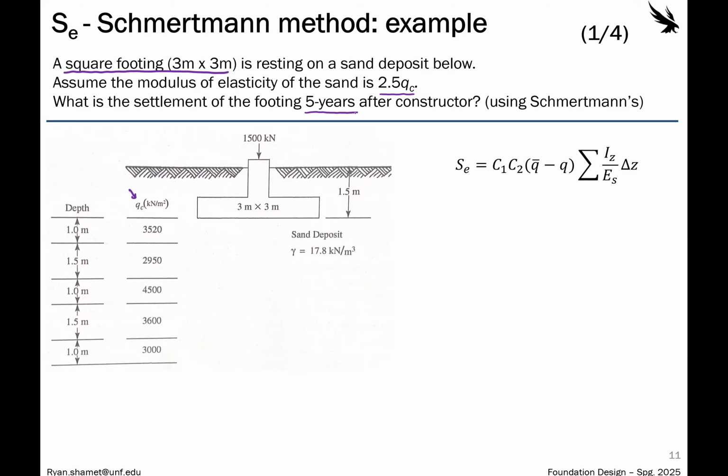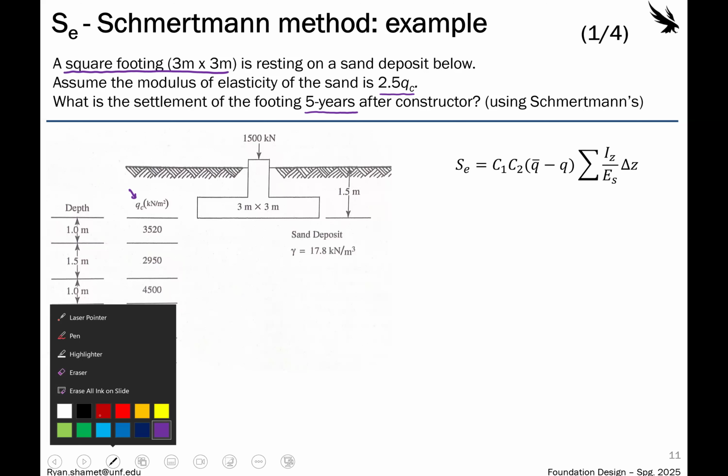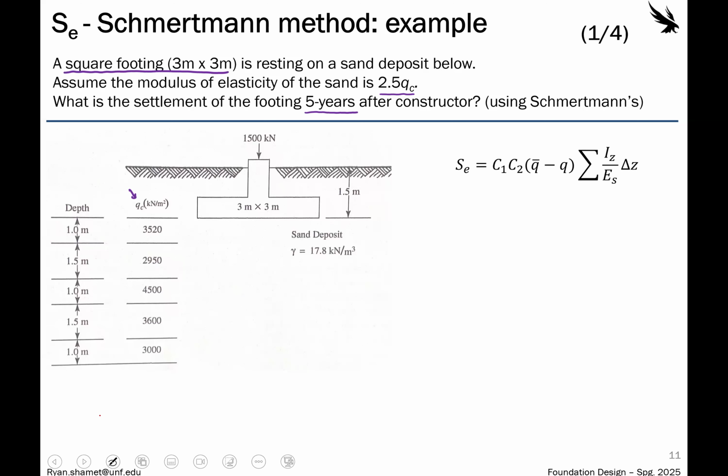So the other things to note that are important here that is given to us is going to be our unit weight of our sand, 17.8 kilonewtons per cubic meter. What else from the site do we see that's important? Do we see a groundwater table? No, there's no groundwater table. So this is kind of nice.